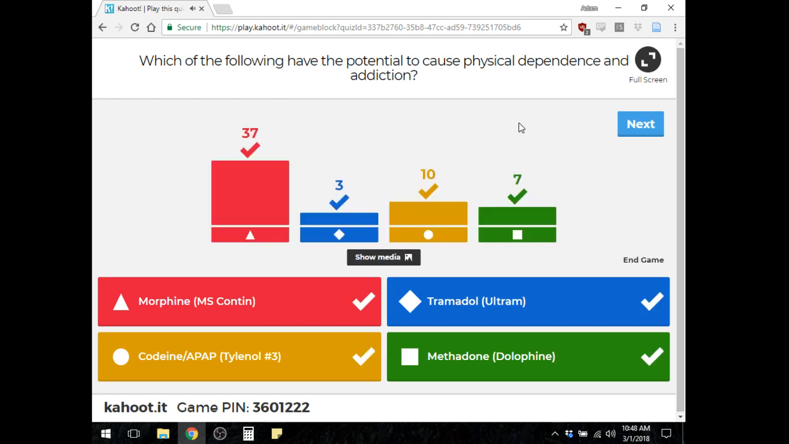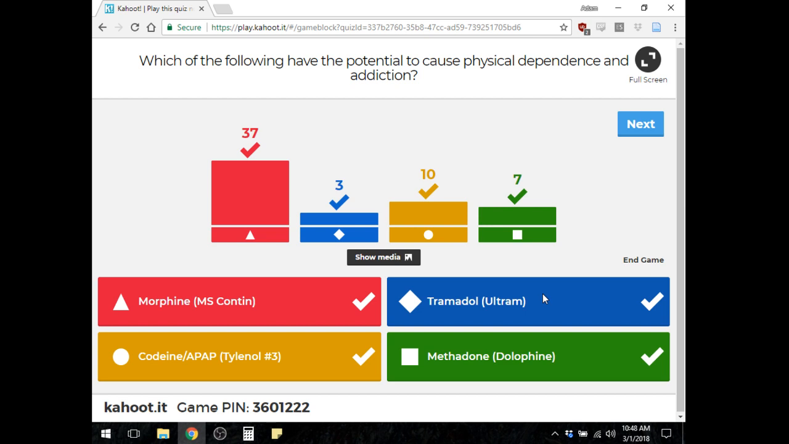They're all correct. Any opioid can cause physical dependence and addiction. It's all a matter of the dose and the chronicity. Any of them can do it. So that's the point with that one. Certainly morphine, you think morphine addiction? Yes, certainly that can do that. However, what does codeine get turned into? Morphine, right? So that has that same risk.